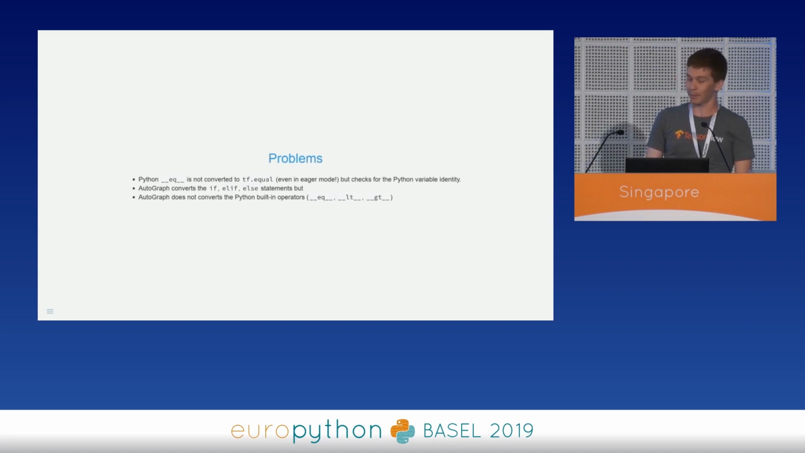So, keeping this really short, there are several problems in that function. The bigger one that affects TensorFlow from the earlier releases is that the Python equal operator is not overloaded as a tf.equal. Then the second huge problem is that AutoGraph handles the conversion of the if, elif, else statement, but not the conversion of the Boolean expressions defined using the Python built-in operations.